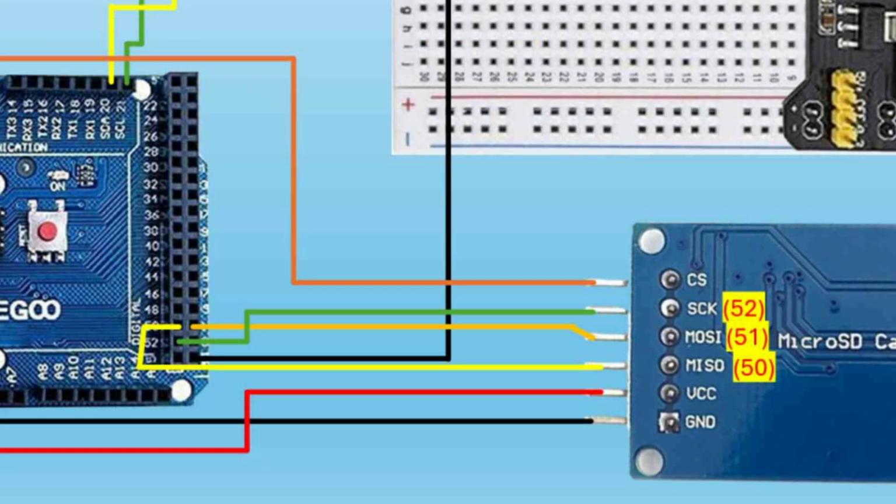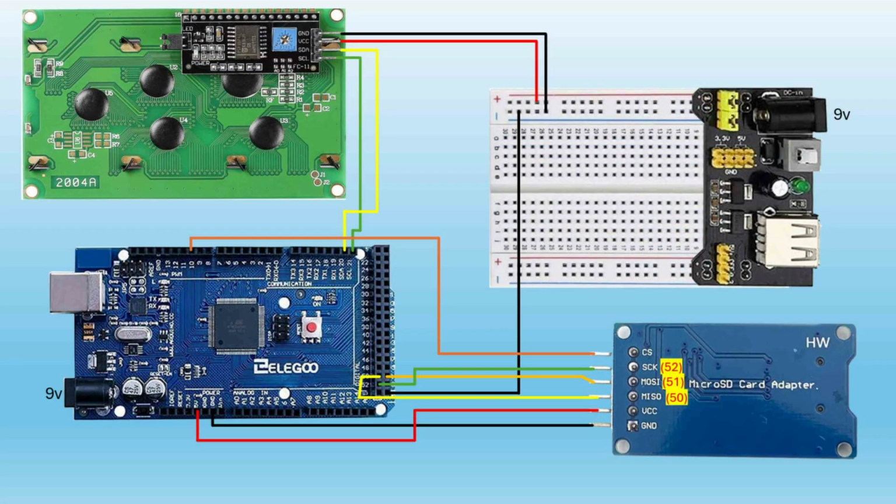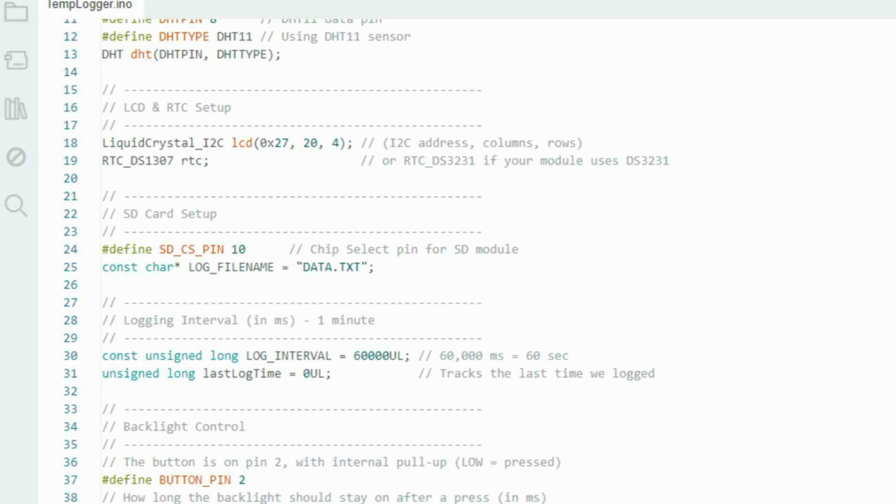The connections are a little bit hard to see on the Arduino board in this image, but the CS pin is on pin 10, the SCK pin is pin 52, the MOSI and MISO are pins 51 and 50, and then the VCC and ground, I connected both of those to the Arduino. Let's take a look at the code we have for the SD card module.